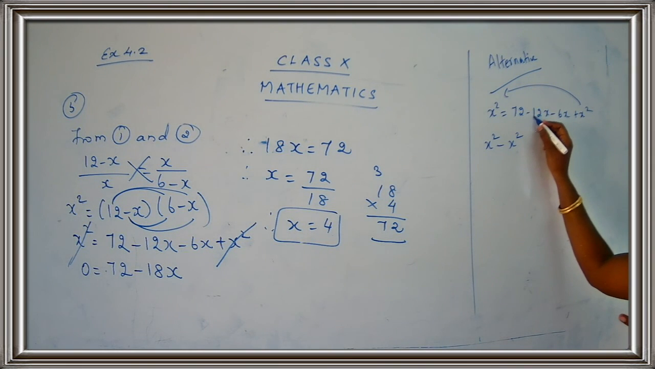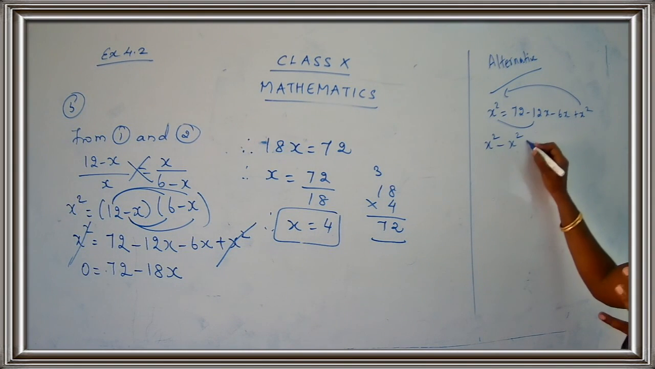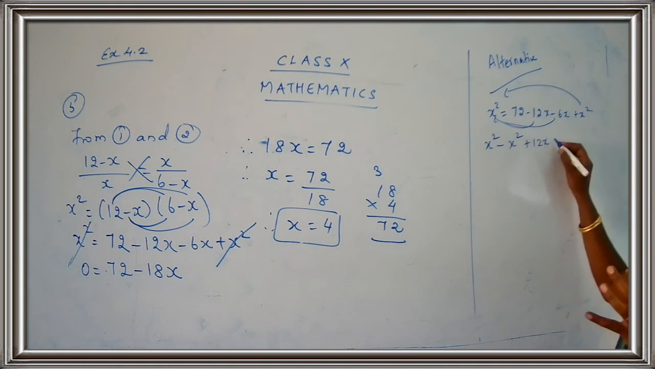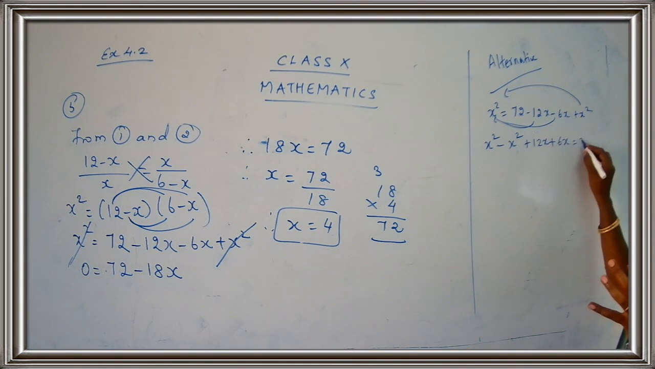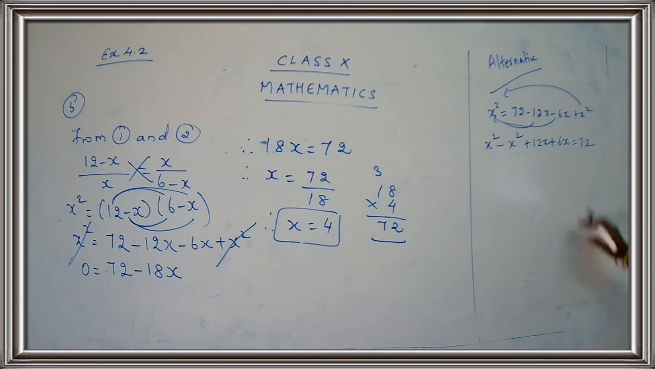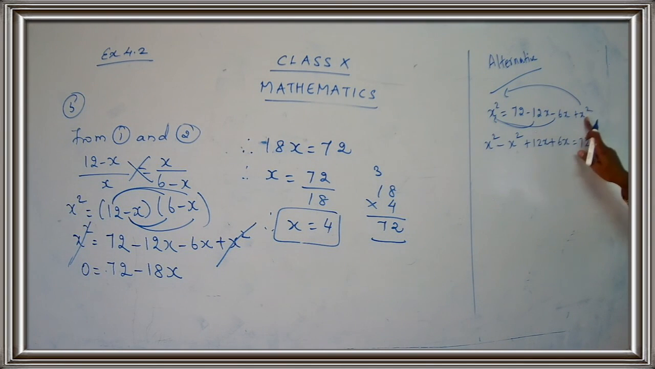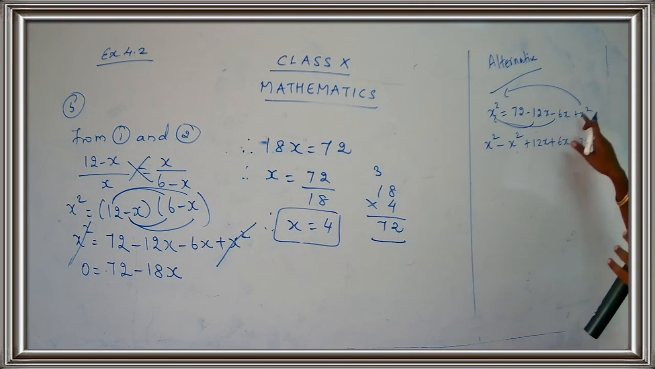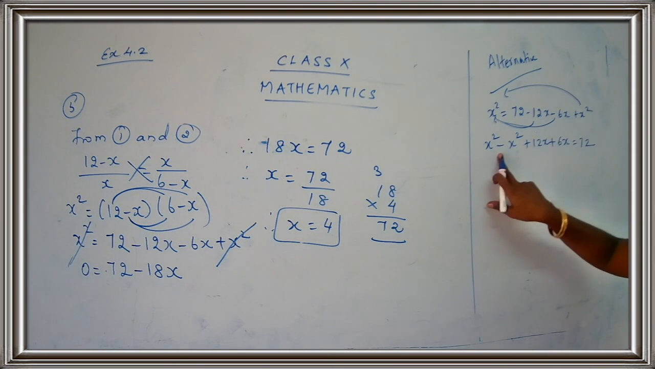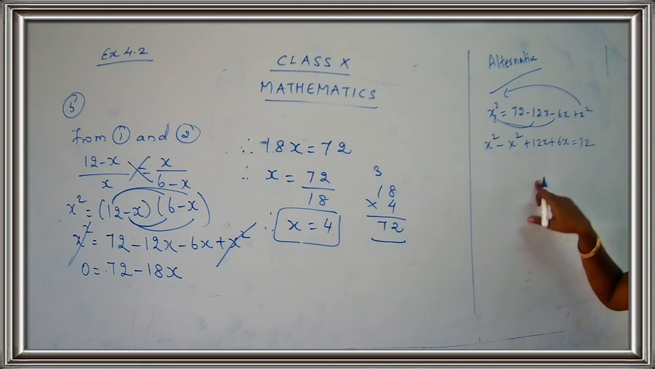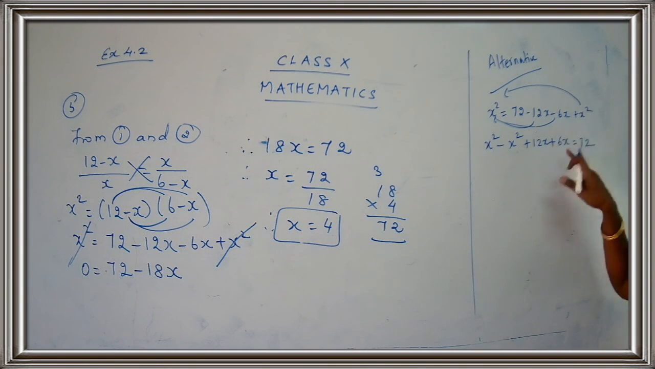For the first step, I just cancel these two. Now what I am going to do is bring all the x on one side. So x square, this is plus x squared. When it comes to this side, minus x square. This is minus 12x, so when it comes to this side, plus 12x. Minus 6x, when it comes to this side, plus 6x. Getting my point? This is a very easy step. Both are easy, no problem.